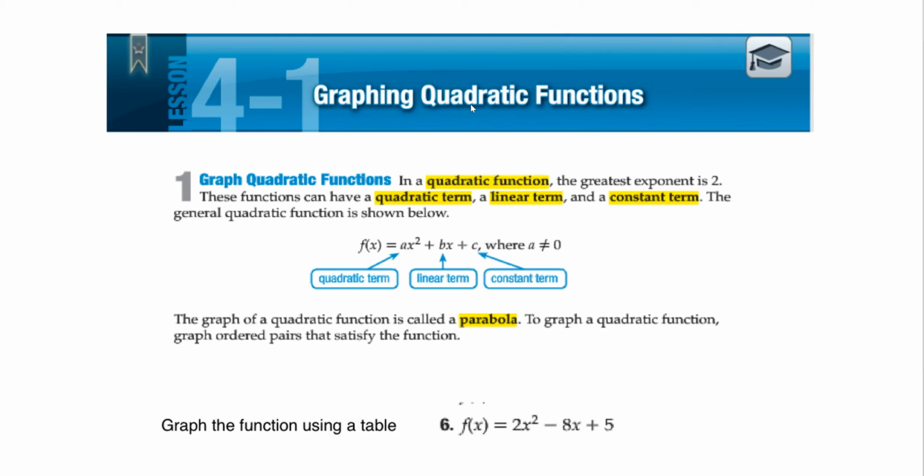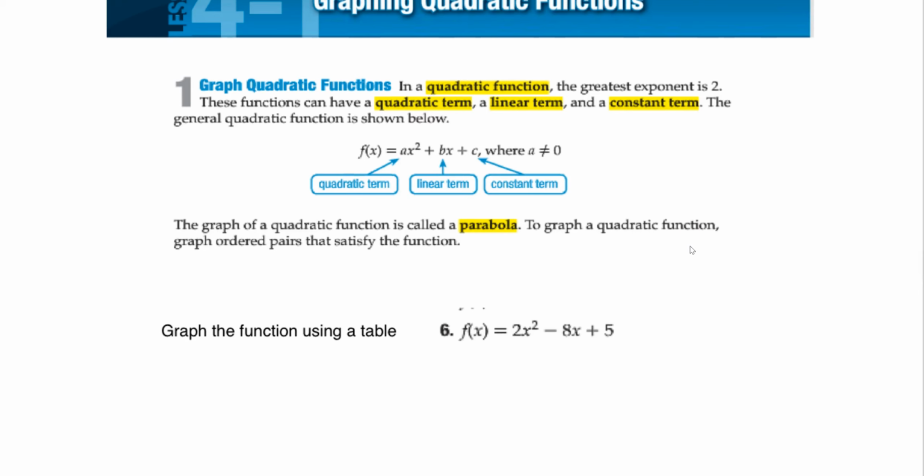4.1 Graphing quadratic functions. This lesson is all about how to graph parabolas. We did a basic version before, but now we're going to go really in depth on parabolas. First, a quadratic function is a function where the highest term is x squared, or whatever the highest term is, squared.